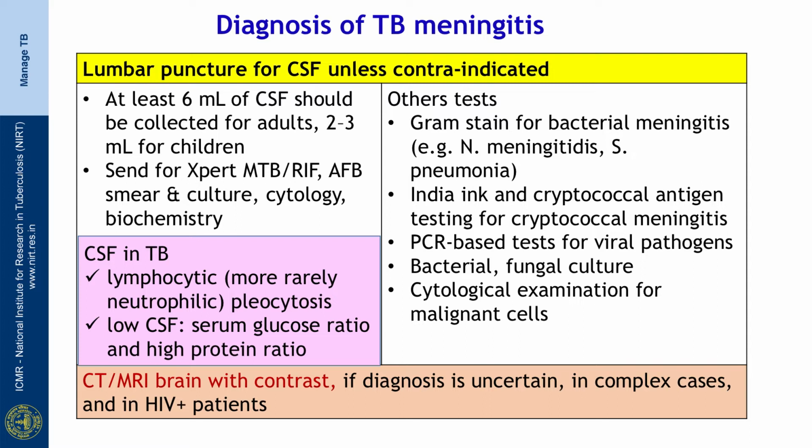Depending on the clinical condition, other tests should be done, like Gram stain for bacterial meningitis, as in the case of Neisseria meningitidis or Streptococcus pneumoniae, India ink and cryptococcal antigen testing for cryptococcal meningitis in HIV patients whenever we suspect it, then PCR based tests for viral pathogens, then cytological examination for malignant cells in case malignancy is in mind. If the diagnosis is uncertain and in complex cases in HIV positive patients, a CT or MRI brain with contrast can also be helpful.